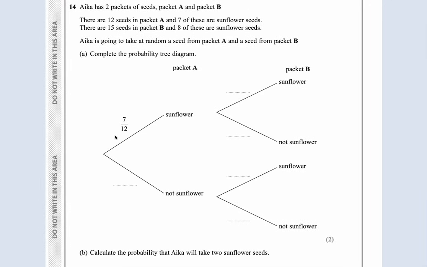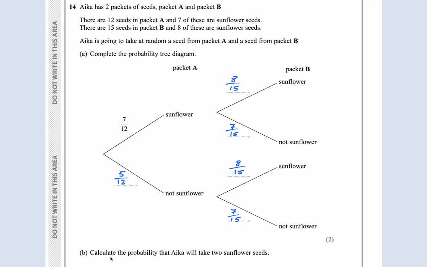So first she's doing packet A. 7 out of 12, this has to be 5 out of 12. Then she's going to pick out of packet B. 8 of 15 are sunflower in packet B, so this is 8 out of 15, which means this has to be 7 out of 15. These add up to 1. These are the same, guys, because packet A is not dependent on packet B. So this is 8 out of 15, same as this, and this is 7 out of 15, same as this.